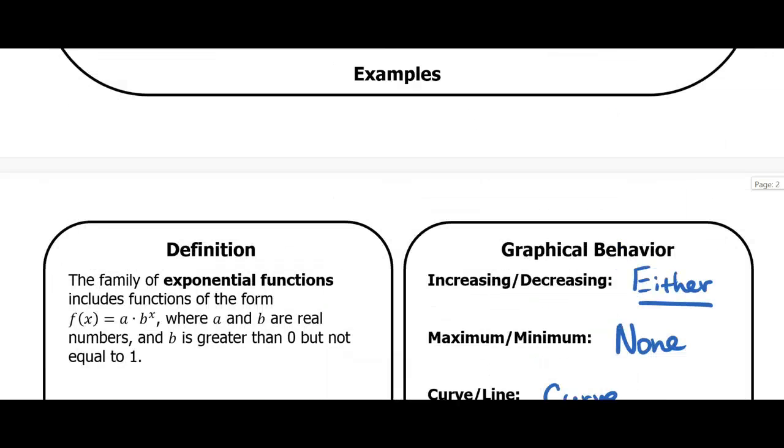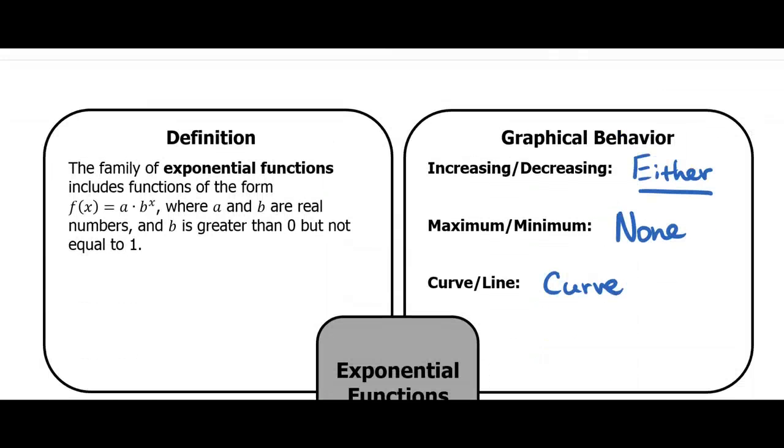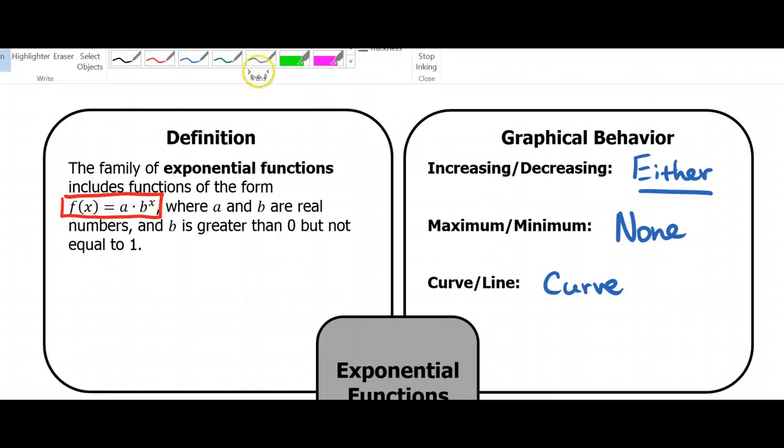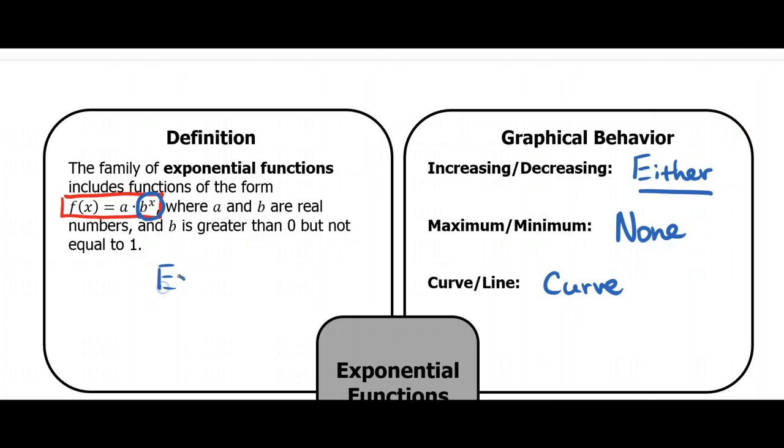Okay, the form for an exponential equation is going to be this form, f of x equals a times b to the x power. And the big thing to look for to know if you have an exponential is this part right here. If you have an exponent of x, then you have an exponential. An exponent of x will give you an exponential.